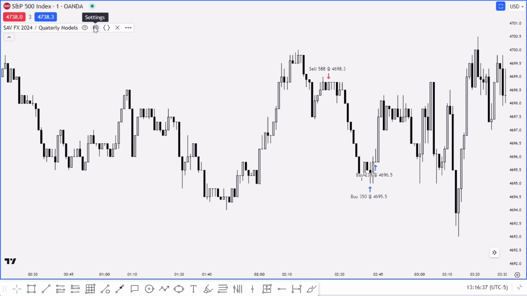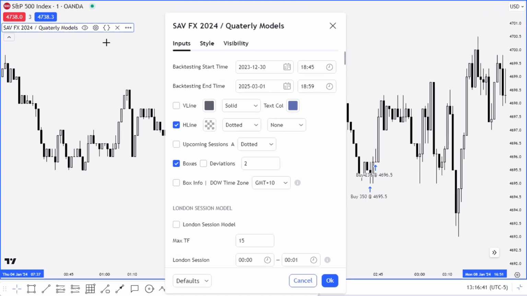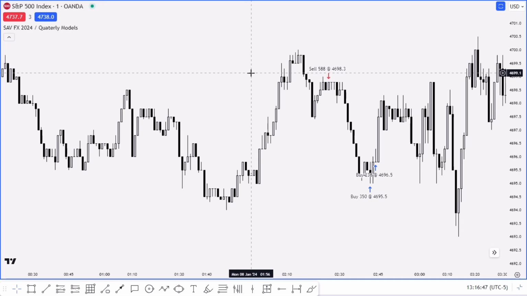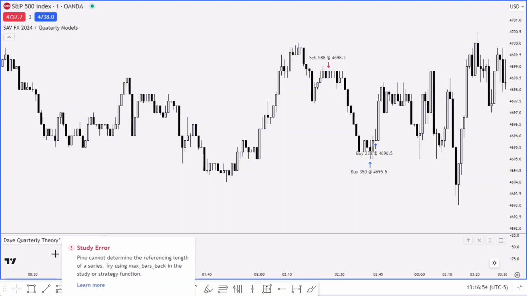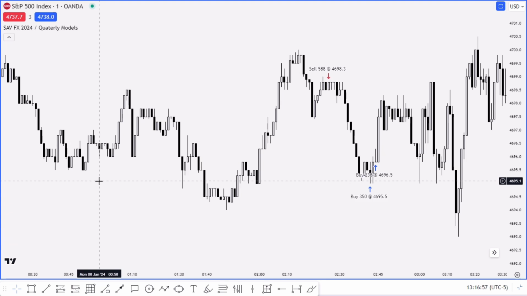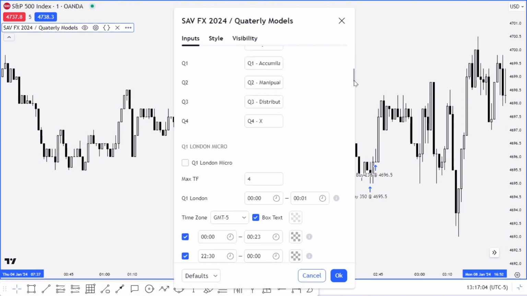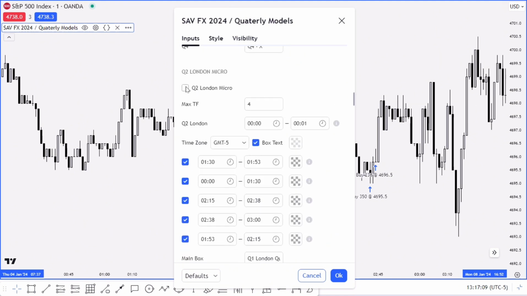Firstly, I utilize my indicator to just outline all my ranges, because I only wanted to focus on the specific zones that I want to be focused on at this current time. For example, I can be using the quarterly theory indicator, which is bugging right now, but we don't really need it. I would initially just come here and look at my time and know which model I'm looking for. So usually I prefer trading micro models, but in this case, this was a Q2 London micro model.